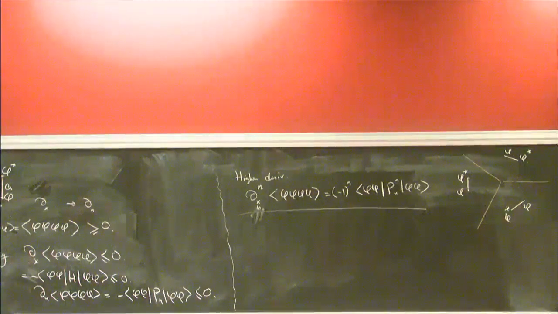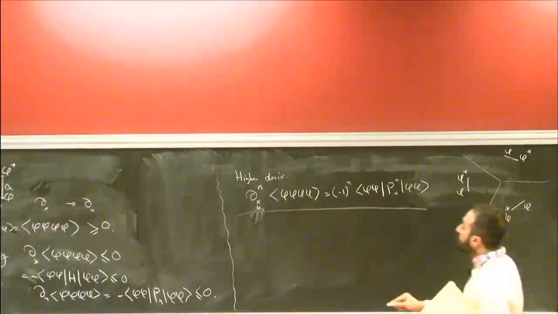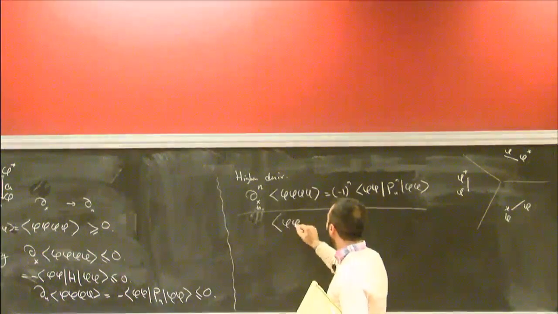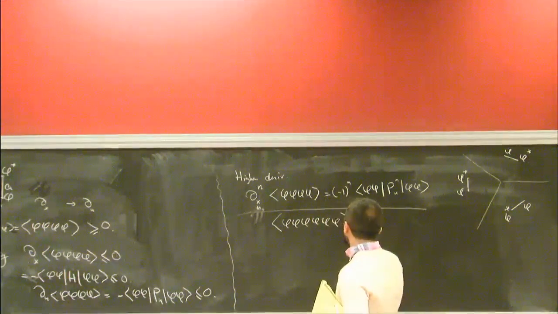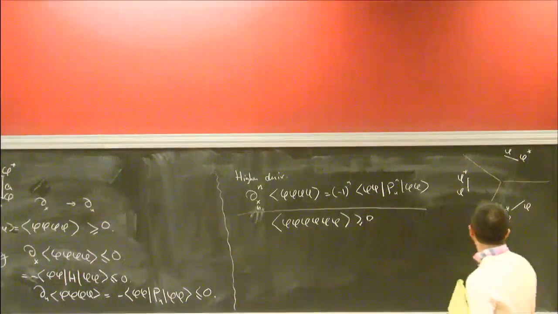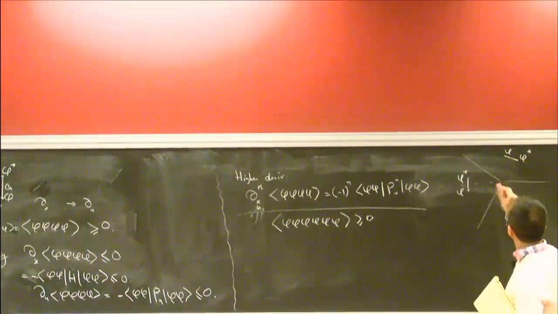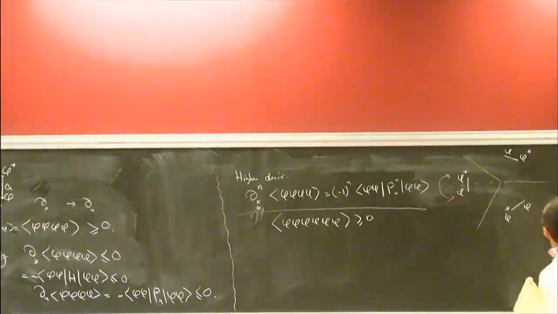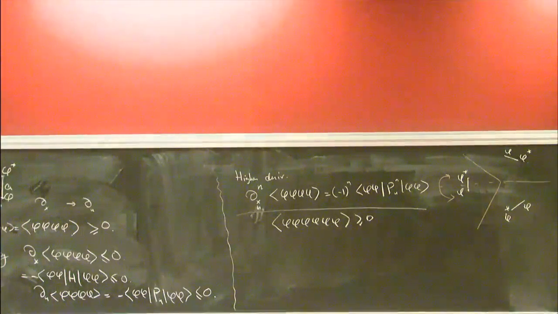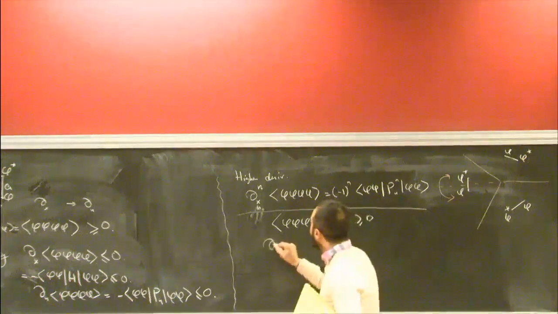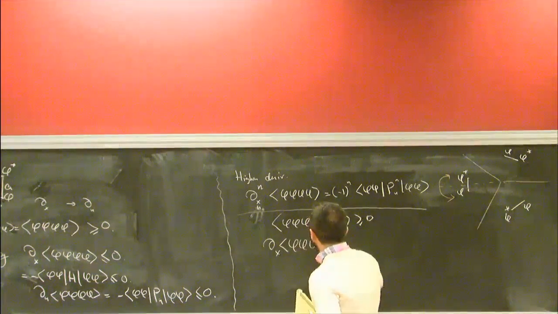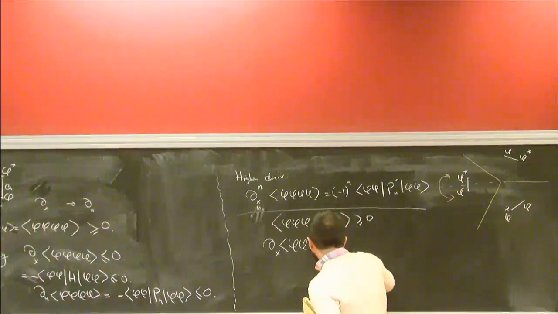OK? So let's see whether these properties are satisfied. The first one, positivity, is clearly satisfied, because I can look at reflection positivity around this cut. But monotonicity is somewhat strange.